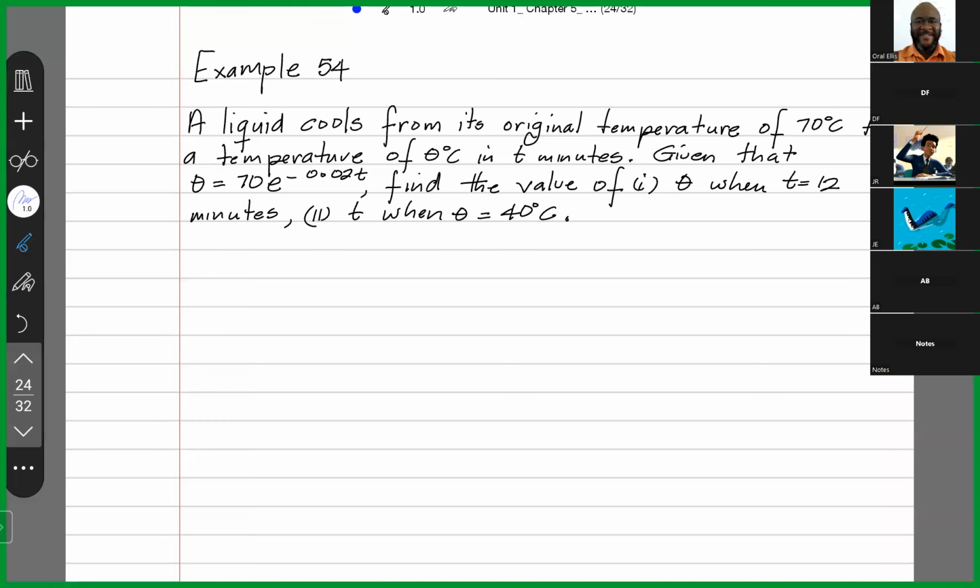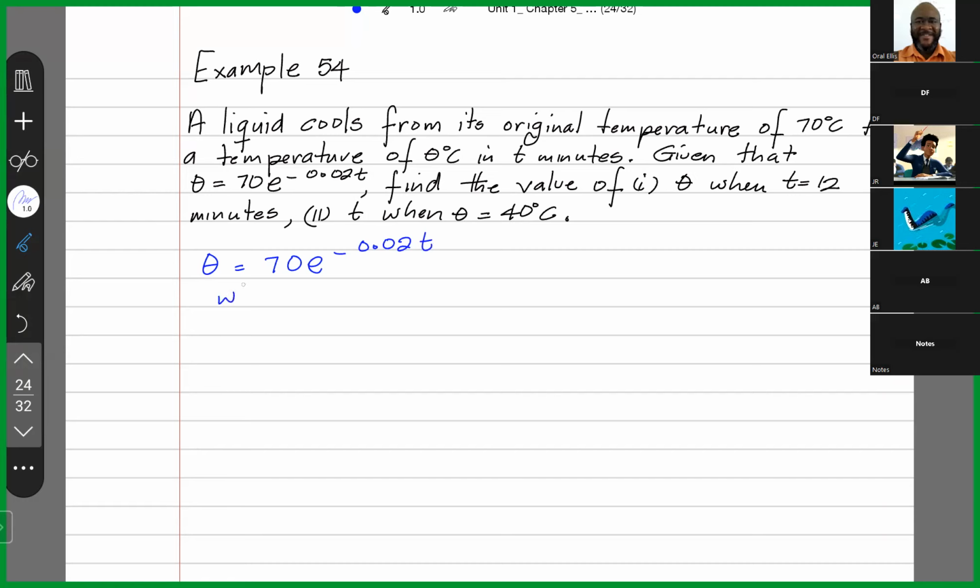All right, so example 54 says a liquid cools from its original temperature of 70 degrees to a temperature of 30 degrees Celsius in T minutes. Given that theta is equal to 70 e to the minus 0.02 t, find the value of theta when t is 12. So theta is equal to 70 e to the minus 0.02 t.